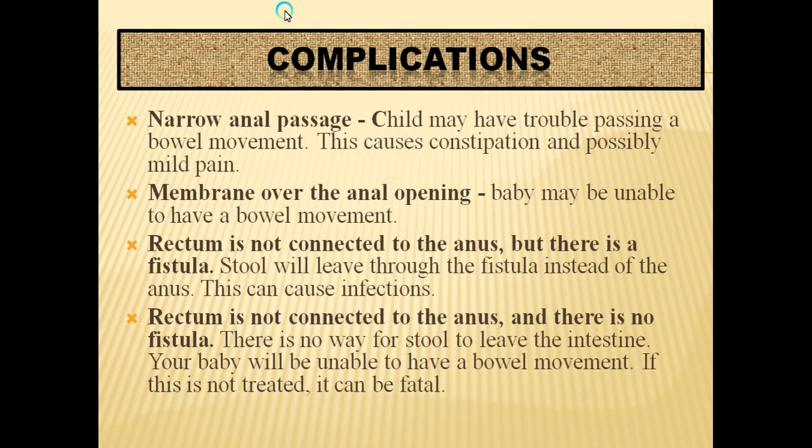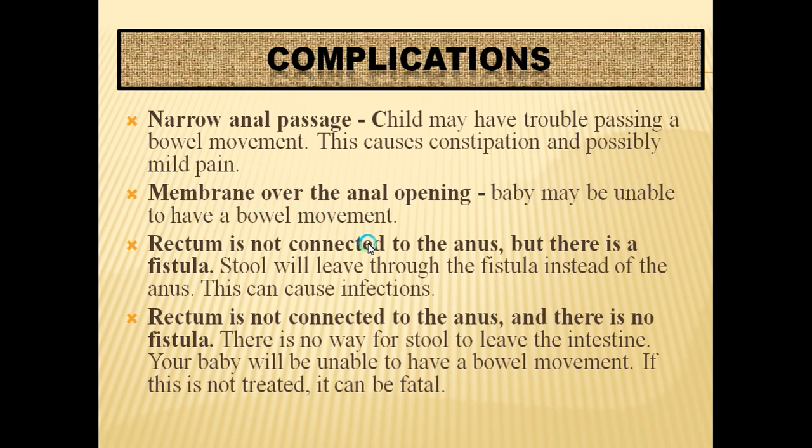Now what are the complications? Complications, first is narrow anal passage, okay? The biggest problem is the child may have trouble passing stool. We have studied that anorectal malformations are of different types. Depending on the types, the complications are there, okay? So first is narrow anal passage. The child may have difficulty passing bowel movement. There can be constipation, there can even be painful defecation, okay?